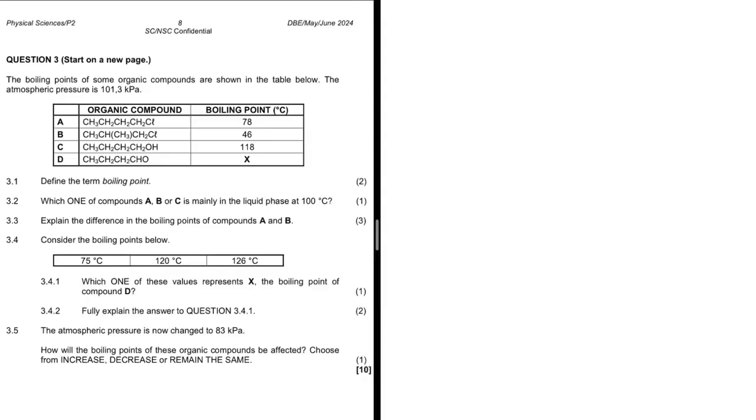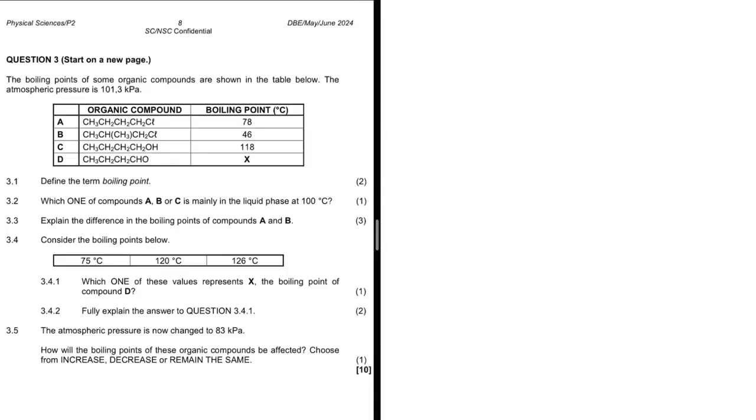Compound D seems to be an aldehyde. Let's take a look. Carbon, 3 hydrogens, carbon, 2 hydrogens, carbon, 2 hydrogens, carbon, oxygen, 1 hydrogen. So compound D is indeed an aldehyde, but compound C is an alcohol. Right. So the boiling point of compound D must be lower than that of C, because in aldehydes we have dipole forces, and then in alcohol we have hydrogen bonding, and hydrogen bonding is way stronger than dipole.